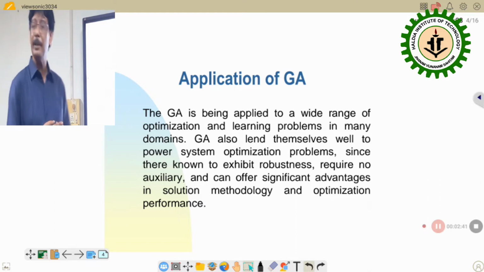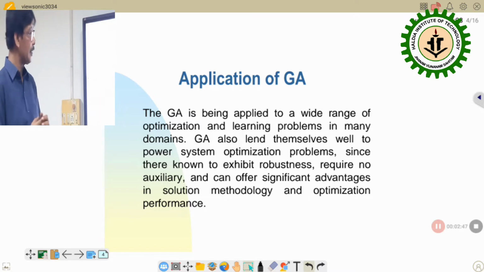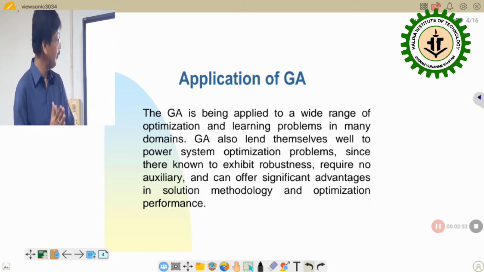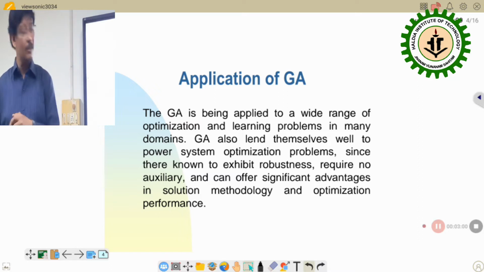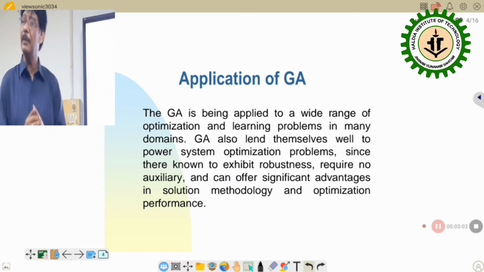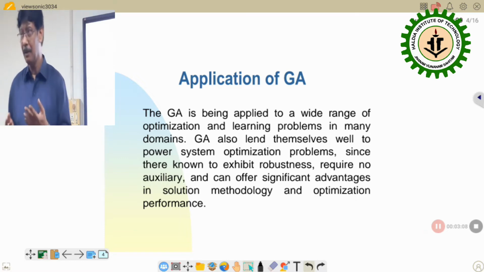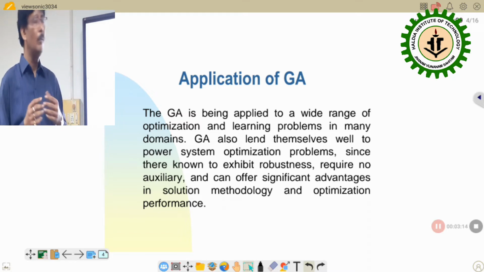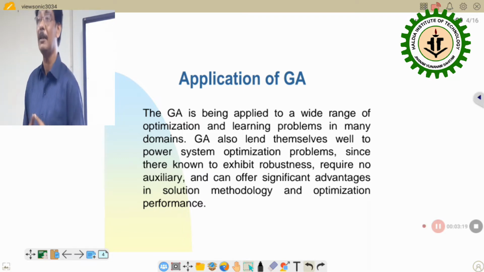I told you that it is applicable in various engineering areas, since they are known to exhibit robustness, require no auxiliary information, and can offer significant advantage in solution methodology and optimization performance. So here the thing is very crucial: since they are known to exhibit robustness, whatever solution you get using the genetic algorithm may not be exactly optimal, because it is a randomized search, it is a probabilistic algorithm. So you may not get the exact optimal solution that you can find using a deterministic algorithm.